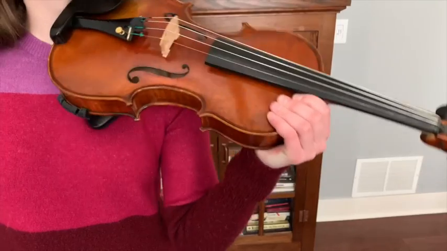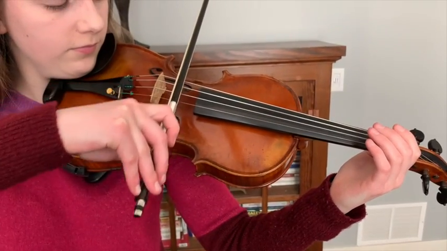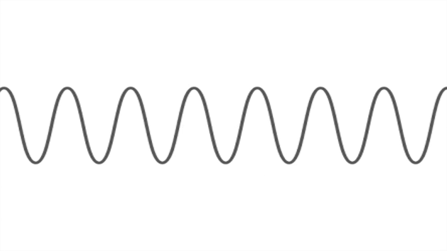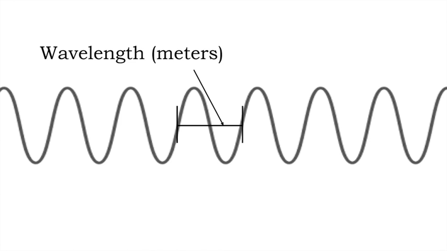The violin has 4 strings. When a bow is pulled across the string, waves are formed. This is one wave. It is both a peak and a trough. The wavelength of a wave is the distance from the start to the end of the wave. It's measured in meters and represented by the symbol lambda.